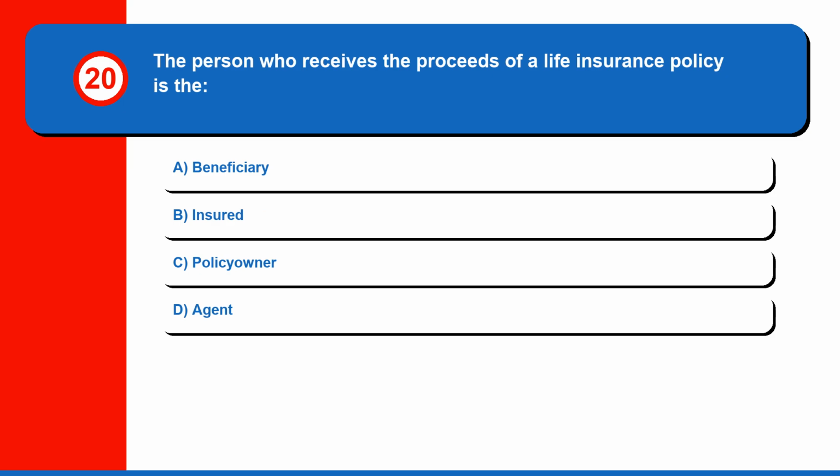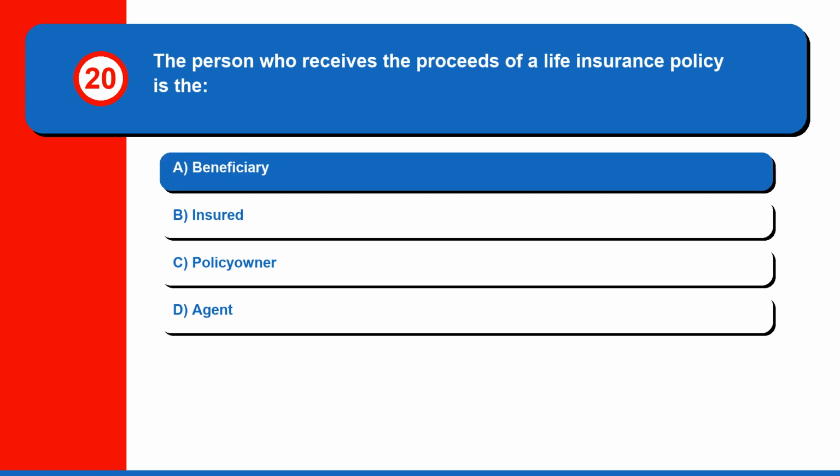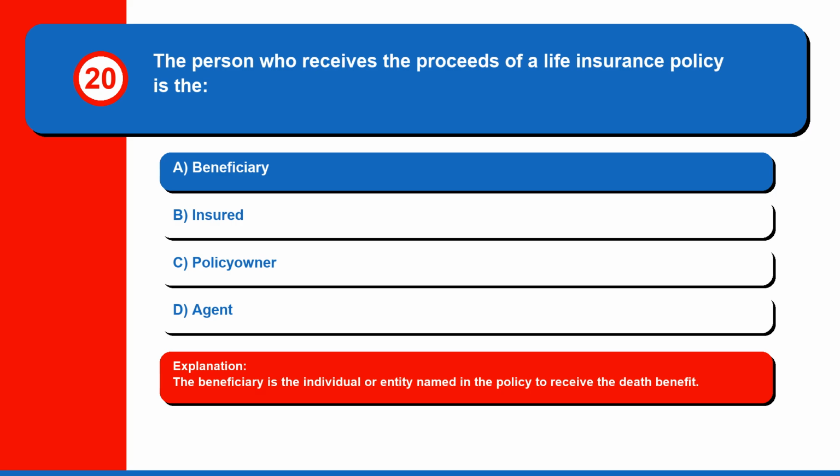Question 20. The person who receives the proceeds of a life insurance policy is the A, beneficiary, B, insured, C, policy owner, or D, agent. The correct answer is A, beneficiary. The beneficiary is the individual or entity named in the policy to receive the death benefit.